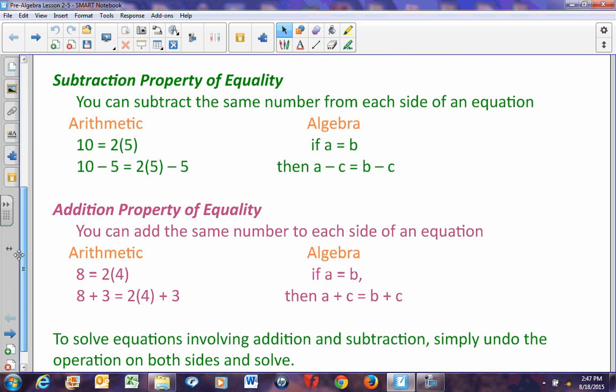The subtraction property of equality and the addition property of equality are very similar. Basically, if you subtract the same number from each side of the equation, you keep your equation balanced. For example, 10 equals 2 times 5. 10 minus 5 equals 2 times 5 minus 5. As long as we subtract the same number from both sides, our equations stay the same. So if A equals B, A minus C equals B minus C.